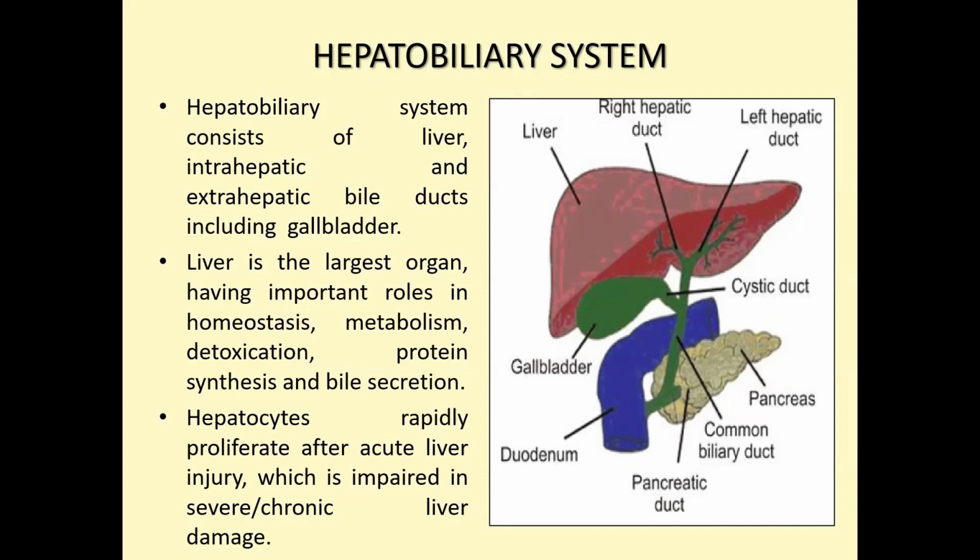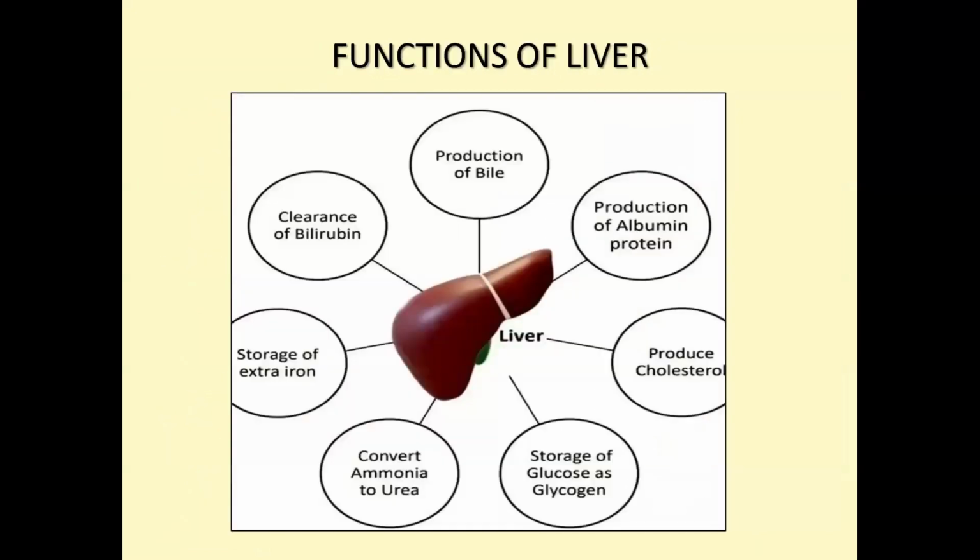And the importance of the hepatocytes is that they proliferate. Any liver damage, they can proliferate and recover very fast. But if they are damaged severely, the proliferative capacity is lost.